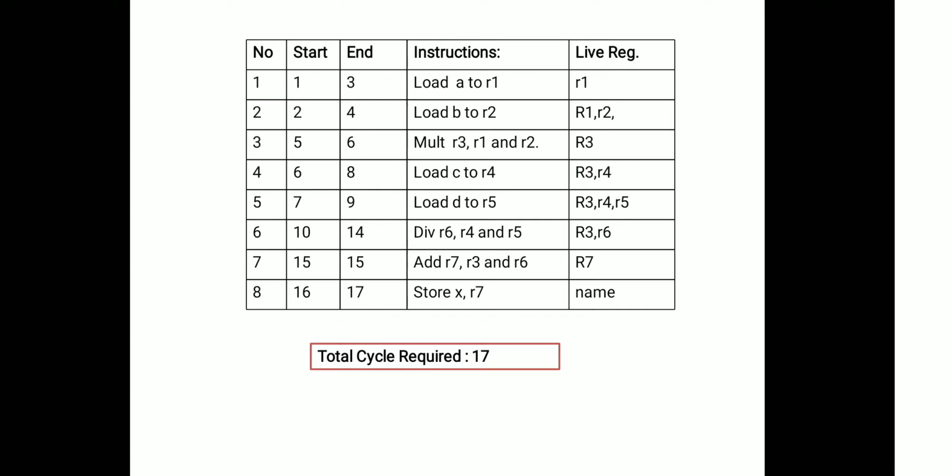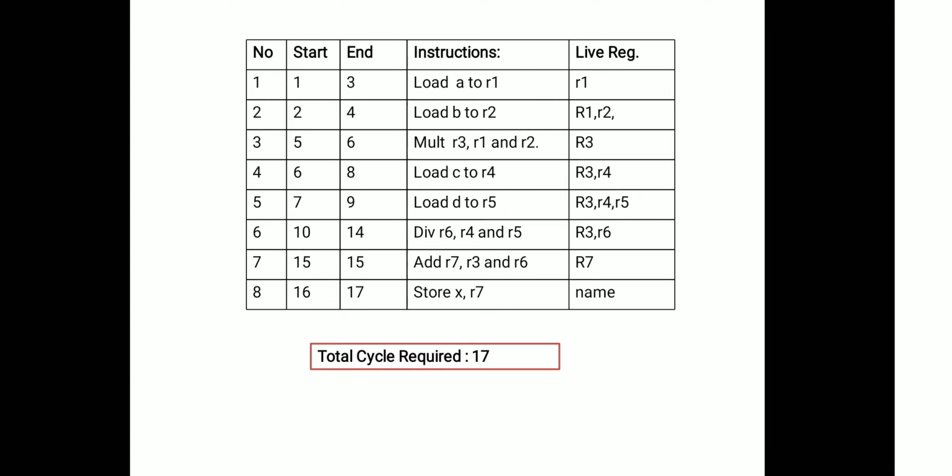When we perform the division operation, R4 gets deleted, and R3 still remains, as it stores the multiplication result. So R3 and R6 are live. Then R7 is live, and then the store. So all registers are free. The maximum register pressure is at line number 5, that is 3. So it requires a maximum of 3 registers for this operation. On the basis of this we are going to compute.